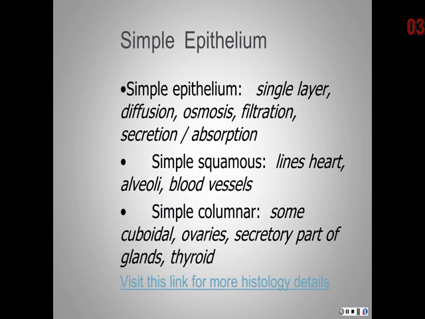Simple epithelium are a single cell layer thick. This makes them better for osmosis, diffusion, secretion, and absorption. Some examples of where we would find this tissue are simple squamous epithelium lining the heart and blood vessels to allow gas exchange. We will also see simple cuboidal or columnar in glands like the thyroid and ovaries that will produce hormone secretions.